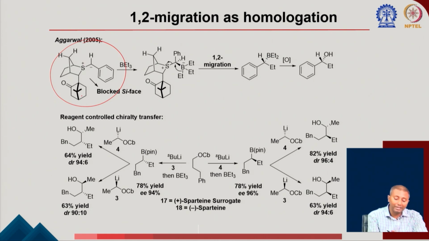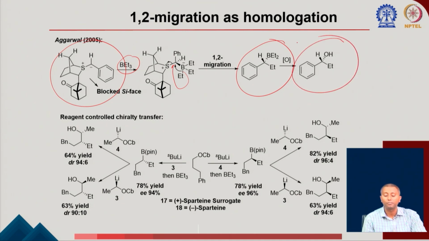You are generating again a carbanion, so the minus can add to the boron, triethyl boron, to make the boronate species. Now the ethyl group can migrate and the sulfur can eliminate to form the corresponding chiral dialkyl boron compounds, the trialkyl boron compounds, which can be oxidized to the corresponding alcohol using the 1,2 migration chemistry.